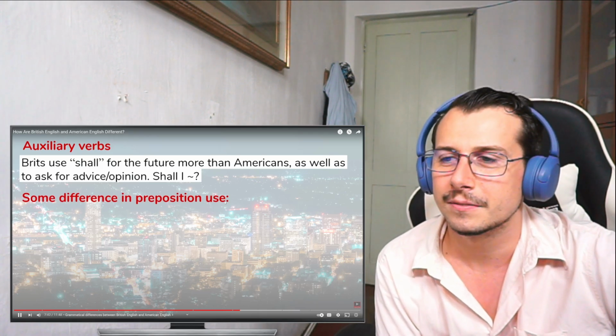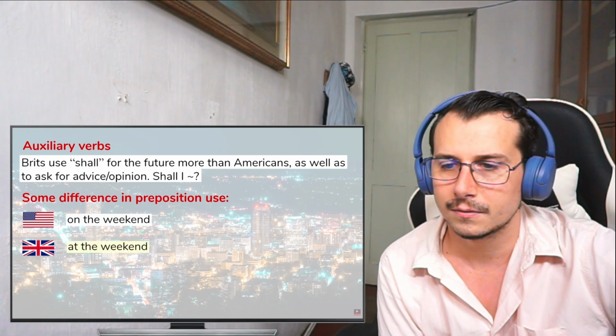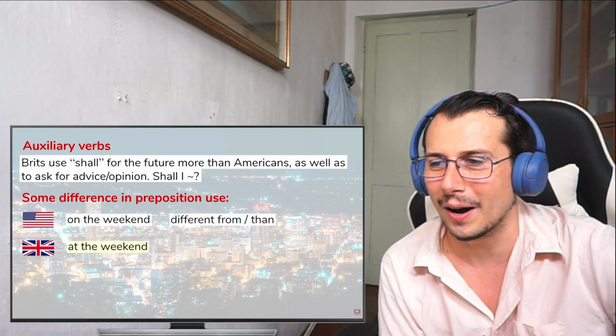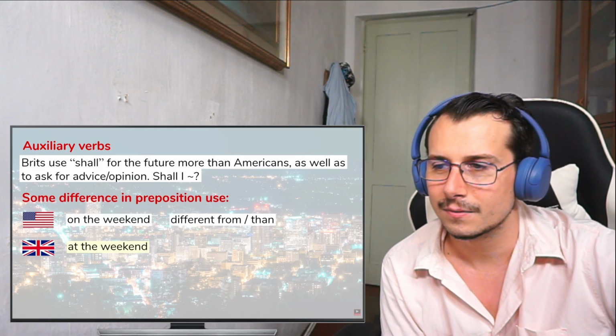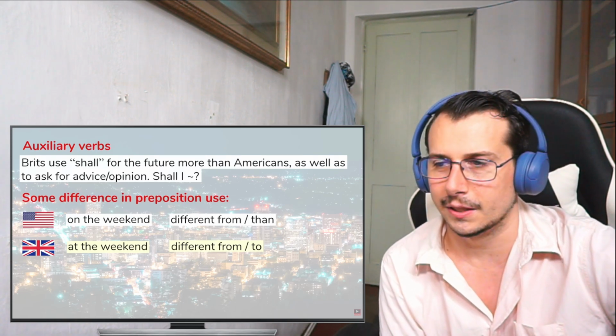Some difference in preposition use. In the US, people say on the weekend, but in the UK, they say at the weekend. And in the US, people say different from or different than, but in the UK, they say different from or different to. It's so confusing.